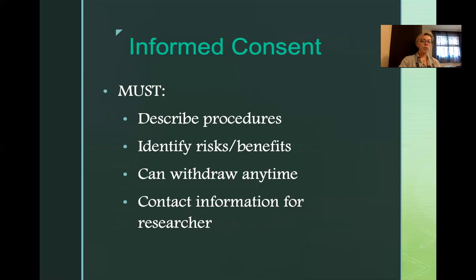Okay, so again, informed consent has to describe procedures, identify risks and benefits, needs to make clear that the participant can withdraw at any time, and provide contact information for the researcher, and often for the approving body at the researcher's institution. So if I was going to do a study, I'd have to give my information so they could contact me, as well as information so they could contact the institutional review board at Roosevelt's or whatever university I was working under.